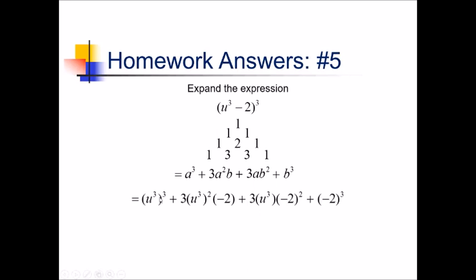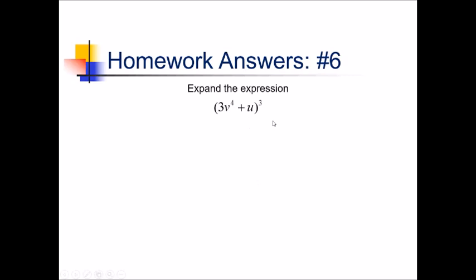Simplifying a bit, with these exponents we have to multiply, so this is u to the 9th plus, let's see here, 3 times negative 2 is negative 6, so negative 6 u to the 6. Plus, now we've got negative 2 squared, which is 4, times 3 is 12, so 12u cubed. And this last one, negative 2 cubed is negative 8. So that's our last term on this one.